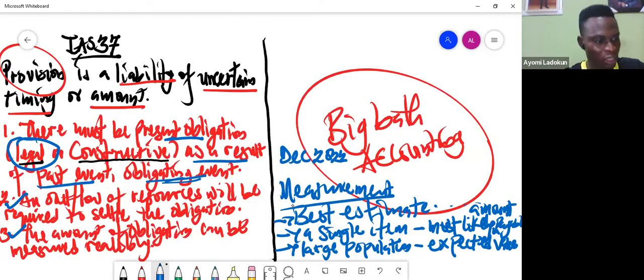Okay, so let me quickly explain contingent liabilities and contingent assets. Then we can now go to special application. Then we can now solve questions.